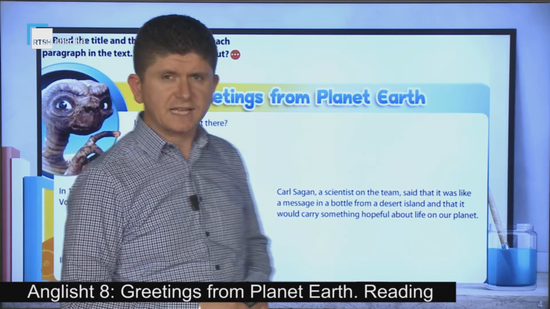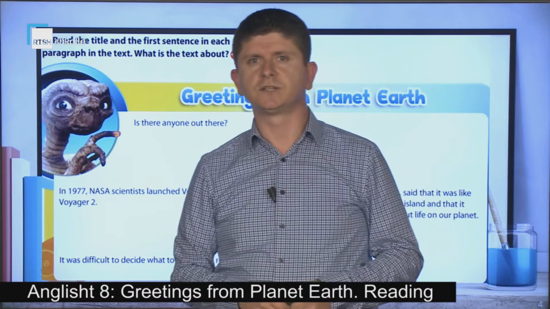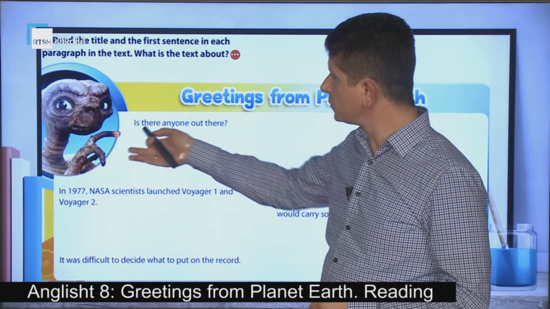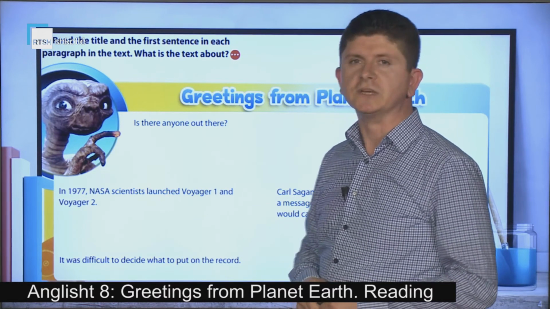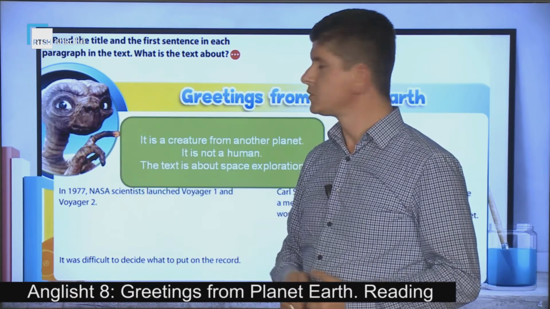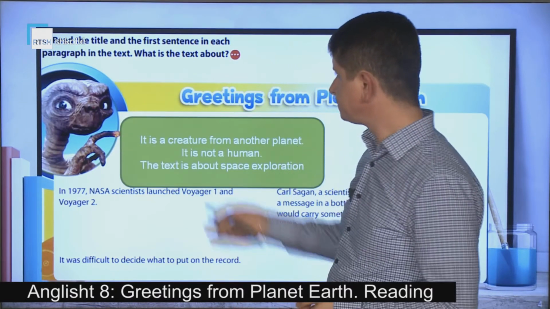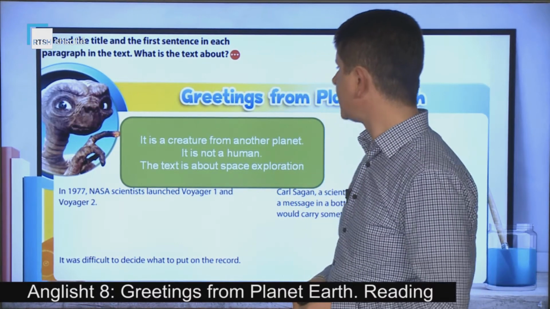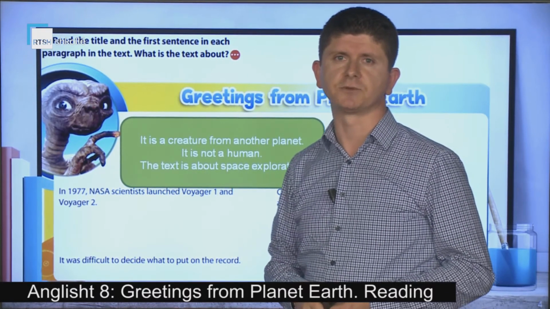Now that we read the keywords of the text and that we also read the first sentences of each paragraph, also describing the picture, what do you think? What is the text about? Can you guess it? So we might say that this is a creature from another planet. It's not a human. And the text is about space exploration.